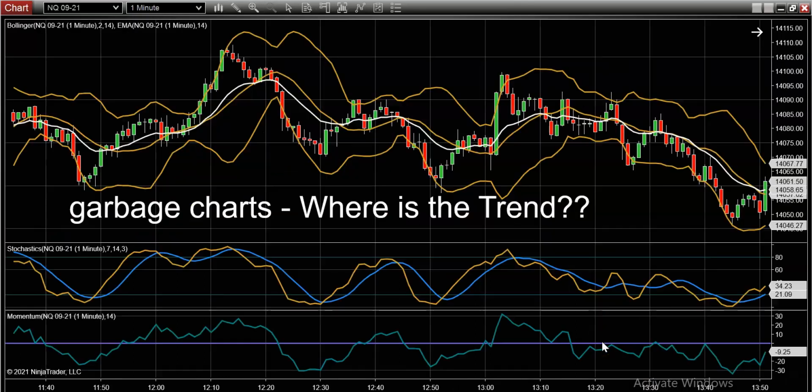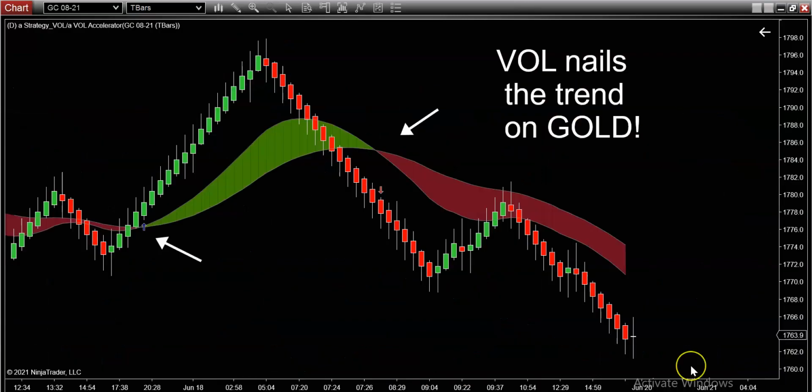And when you contrast this to what I call these garbage charts, good luck trying to figure out the starting point and the ending point of a trend. Okay? Guys, trend trading works. Trend trading is real. Trend trading is a strategy that I think anybody can deploy and find success with almost immediately.